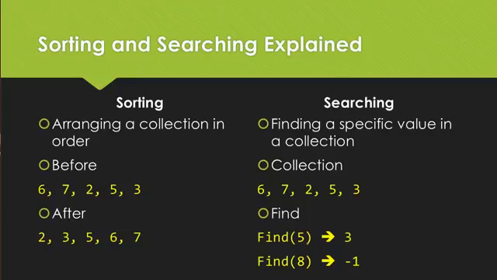Before we begin, let's explore the concepts of sorting and searching. While these concepts seem rather trivial, I still like to discuss them in detail. So sorting is the act of arranging a collection in an order. For example, before I have a collection of integers 6, 7, 2, 5, 3, and then I've rearranged that collection in numerical order from lowest to highest, 2, 3, 5, 6, 7. So when you sort, you're rearranging a set of data.